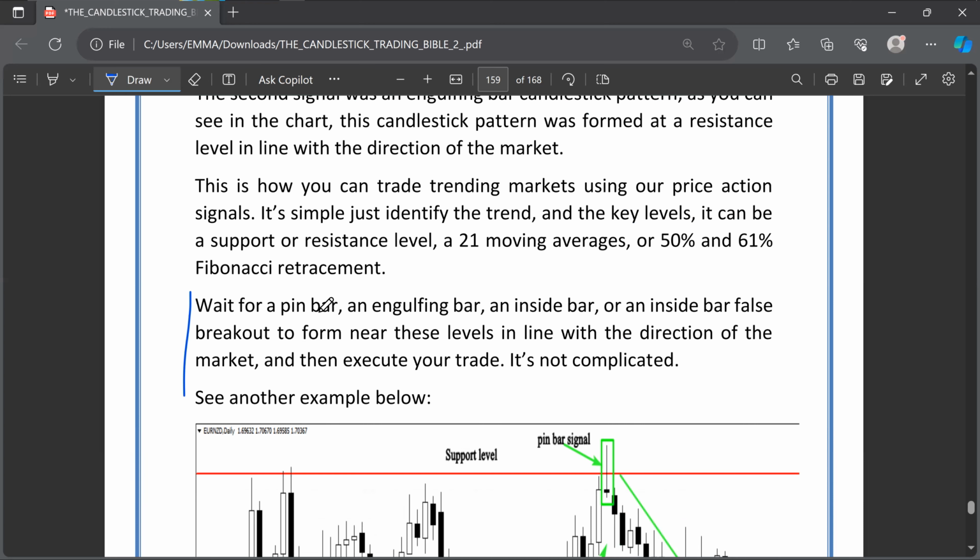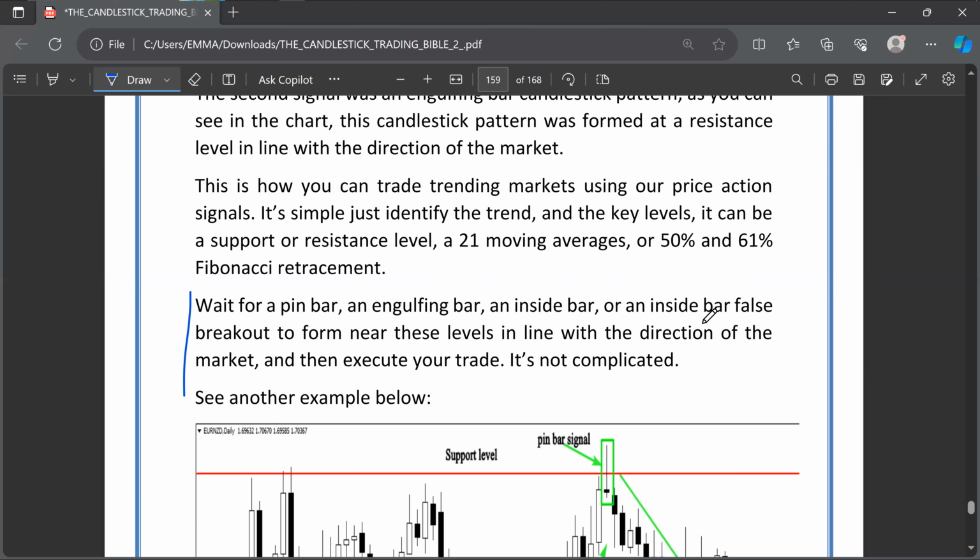So wait for a pin bar. Good, a pin bar, and engulfing. So that's good. You can wait for a pin bar, an engulfing bar, an inside bar, or an inside bar false breakout to form near these levels in line with the direction of the market, and then execute your trade. It is not complicated.